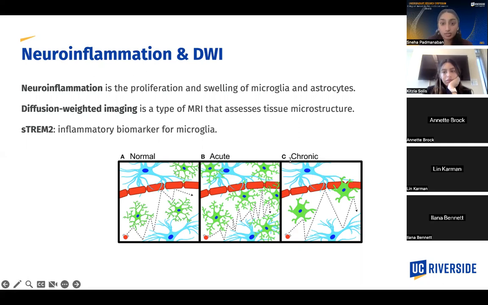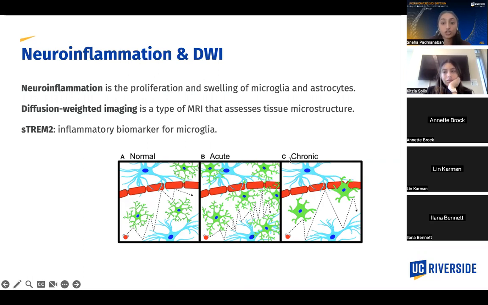There are many ways to measure inflammation, including blood and fluid markers, PET scans, and MRI. A relatively novel method is DWI, or diffusion-weighted imaging, which is a type of MRI that assesses tissue microstructure via Brownian motion of water molecules. As DWI is sensitive to the movement of water molecules, the measures can indicate when tissue is degraded or when glial cells swell. As mentioned earlier, blood and fluid biomarkers can be used to assess neuroinflammation.